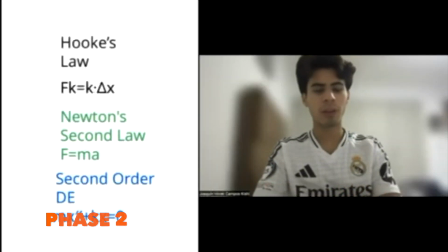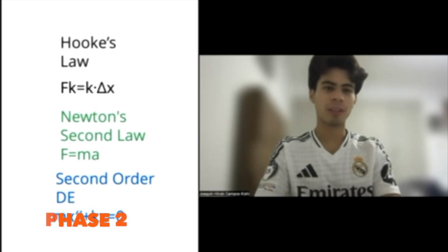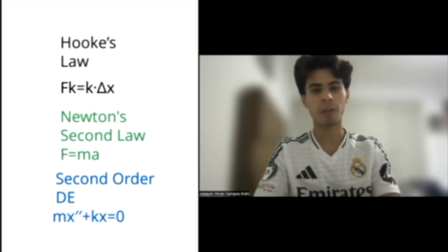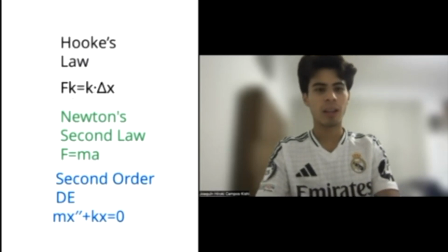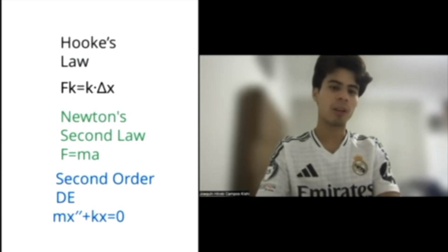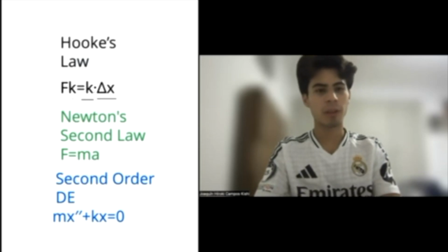So for the second part of the case study, in which the jumper has already reached the total length of the rope, we can model the system using Hooke's law, which states that the force exerted by a spring is proportional to the displacement from its equilibrium position. Here, K is equal to the spring constant, and delta X is equal to the displacement from equilibrium.